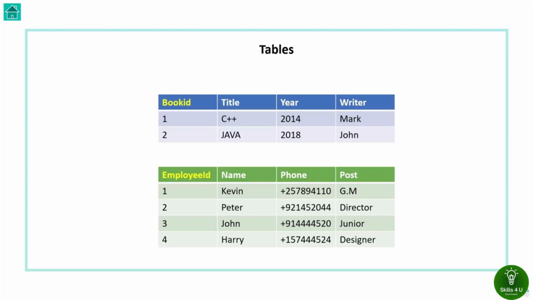Now, let's move on to tables. Generally, tables are used to store data in horizontal and vertical sections. They are called columns and rows. As you can see on the slide, we have sections of books and employees that consist of different fields. I'm naming the columns as field and the rows as record.